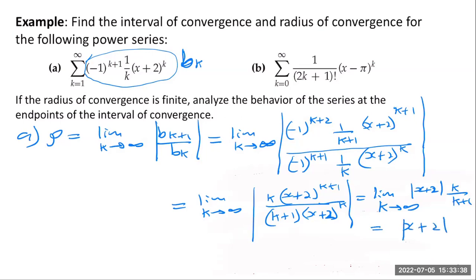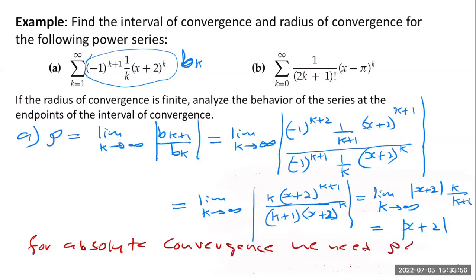Now by theorem 7.42, for absolute convergence, we need rho to be less than 1. What is rho? Rho is the absolute value of x plus 2. It should be less than 1.